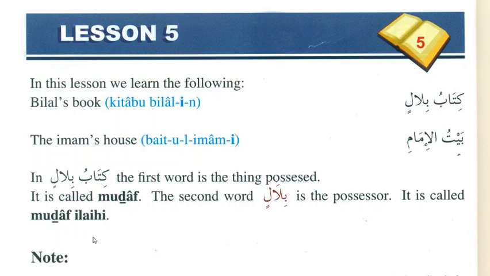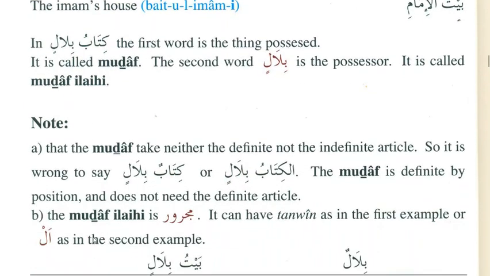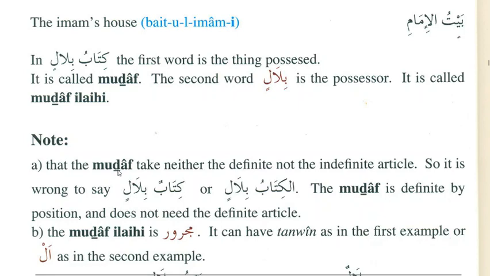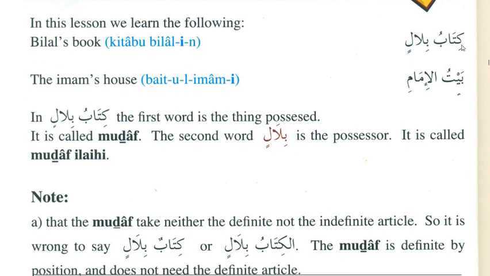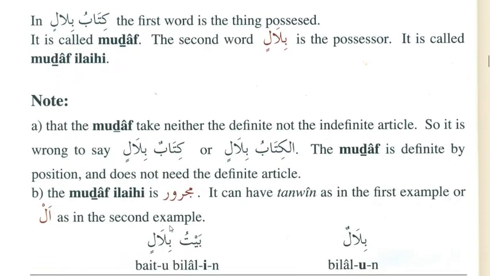Now there are some rules regarding mudaf and mudaf ilayh that you need to memorize. First thing, with mudaf you cannot use tanween. So kitabun Bilalin is a wrong sentence because with mudaf you cannot use tanween. Then with mudaf you cannot use alif lam because it is already marfu' by position. So al-kitabu Bilalin is a wrong sentence. The correct sentence is kitabu Bilalin. You cannot use tanween, you cannot use alif lam with the mudaf. You need to memorize this.